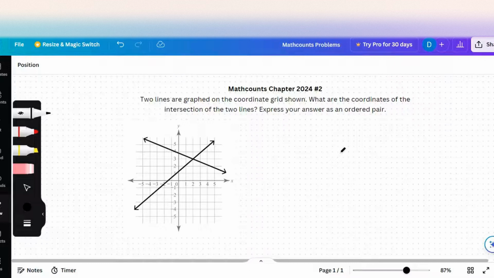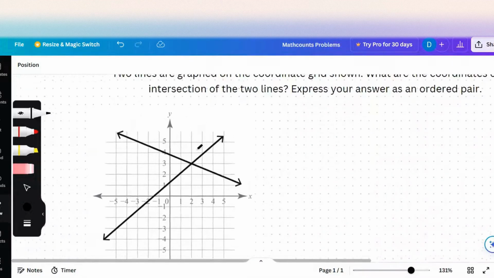Moving on to problem 2. The problem reads, two lines are graphed on the coordinate grid shown. What are the coordinates of the intersection of the two lines? Express your answer as an ordered pair. Since we already have the image shown right here, it's pretty simple.